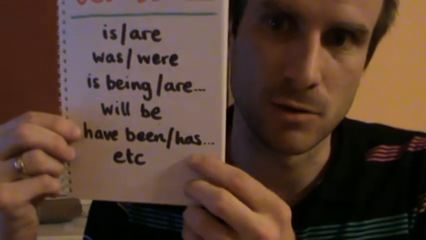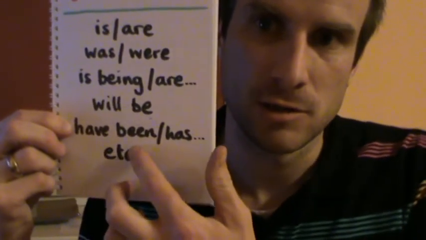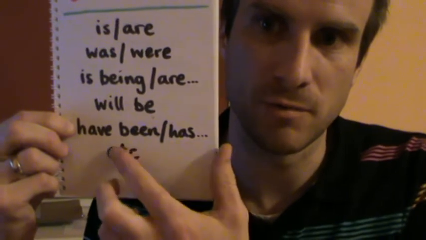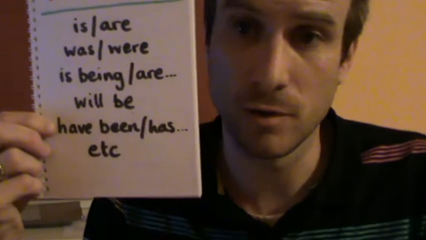Dinner has been cooked. And we need to remember that with the verb to be, we change have been or has been for plural and singular, is being for singular, are being for plural, depending on whether there's 1 or 2 objects that we're talking about.